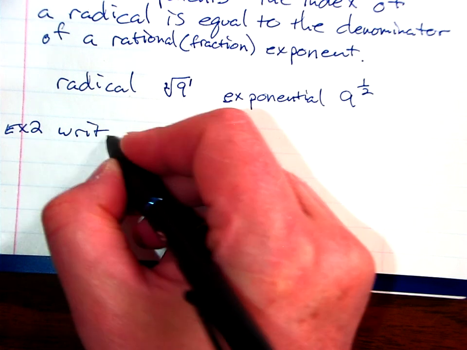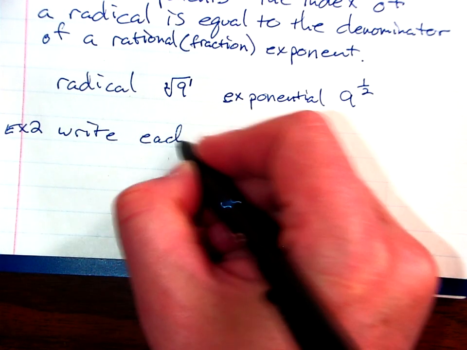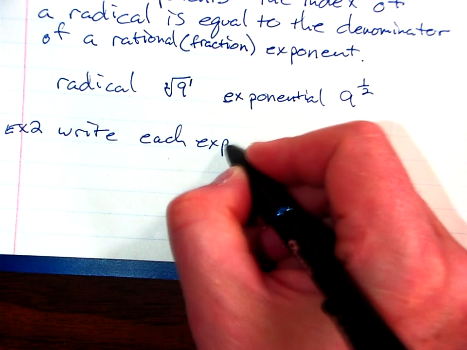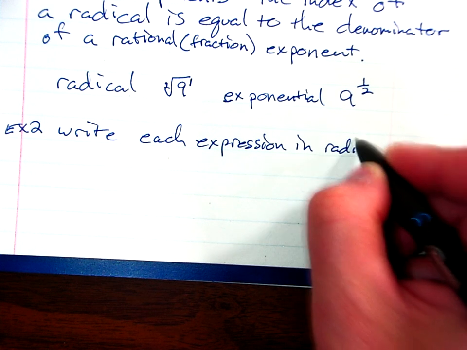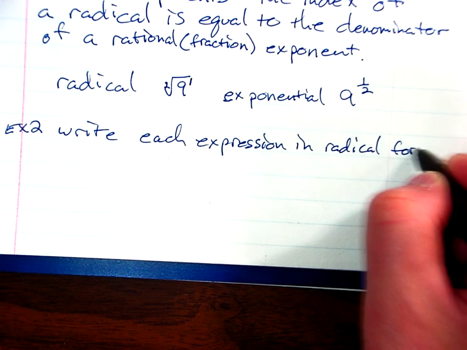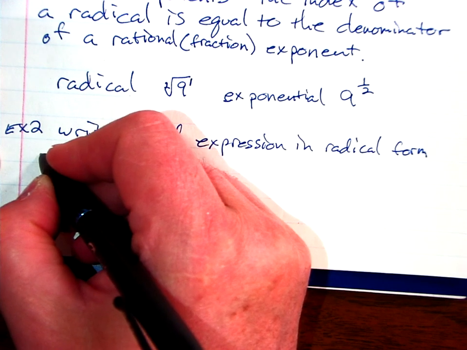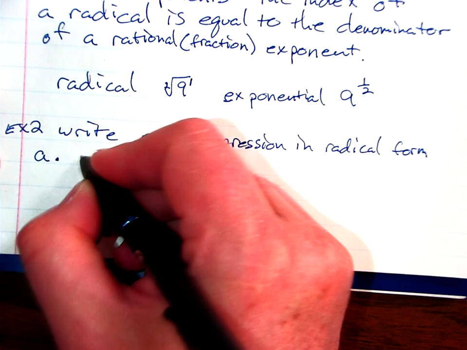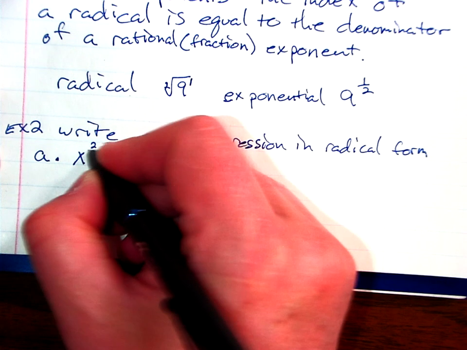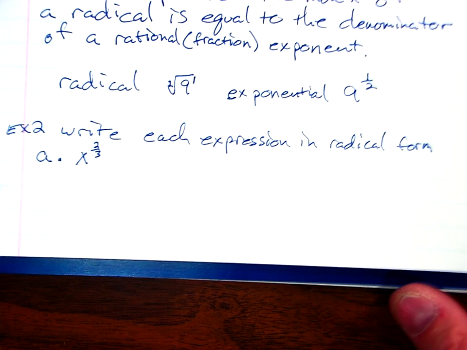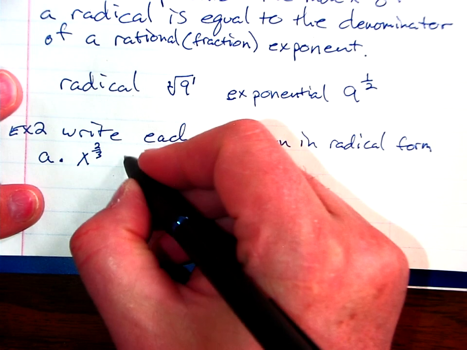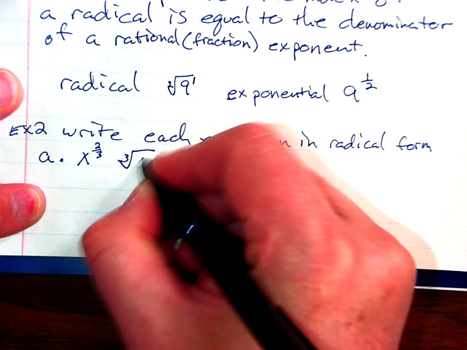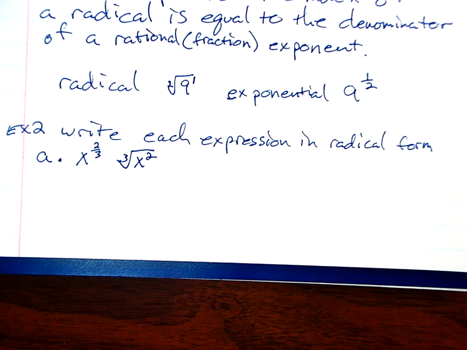Write each expression in radical form. So x to the 2/3. 3 is my index. So what root is this? Cube root. So cube root of x squared. There you go. That's your final answer.